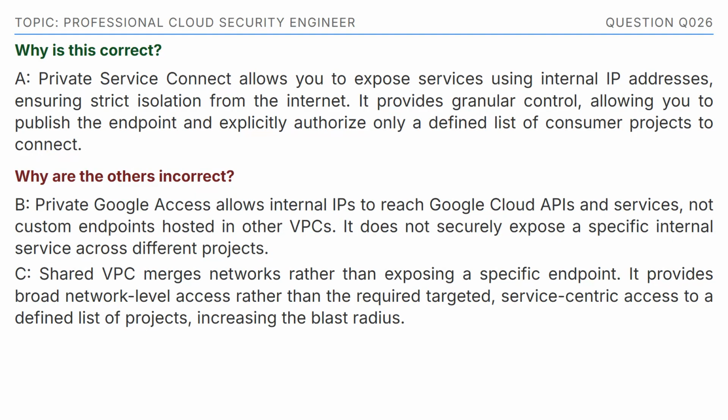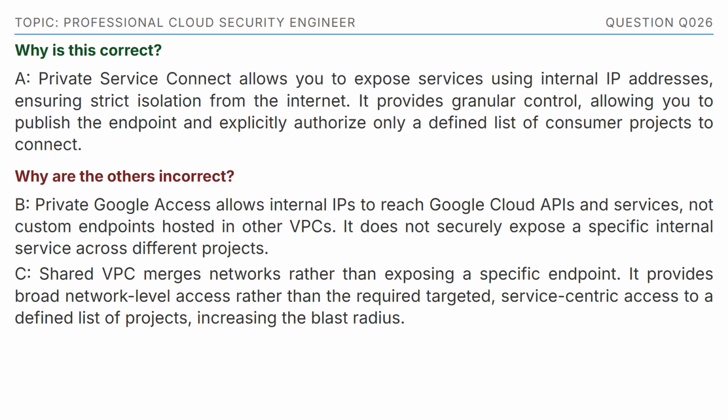Why is this correct? A. Private Service Connect allows you to expose services using internal IP addresses, ensuring strict isolation from the internet. It provides granular control, allowing you to publish the endpoint and explicitly authorize only a defined list of consumer projects to connect. Why are the others incorrect? B. Private Google Access allows internal IPs to reach Google Cloud APIs and services, not custom endpoints hosted in other VPCs. It does not securely expose a specific internal service across different projects.